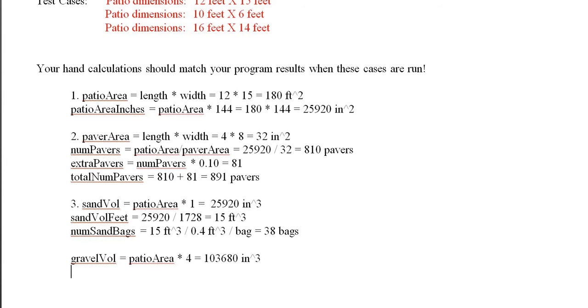But we know that we measure scoops of gravel in cubic feet, so once again we're going to convert. Gravel volume in feet is equal to 103,680 divided by 1728, and that is 60 cubic feet. See, those conversions come in handy. We use them more than once.